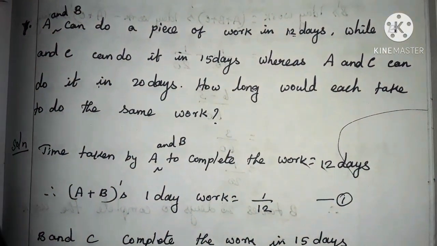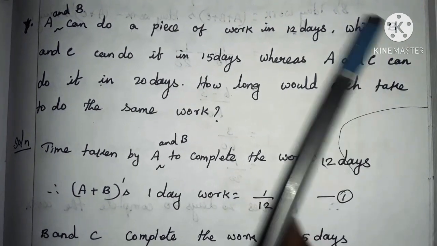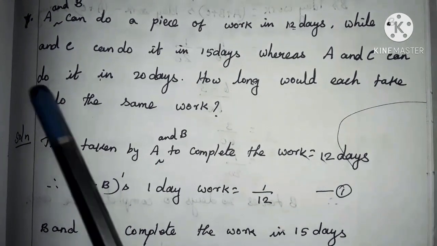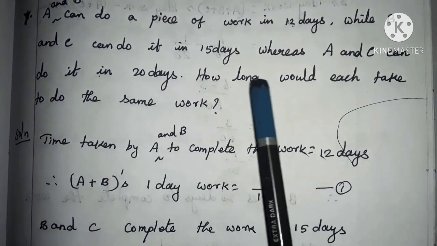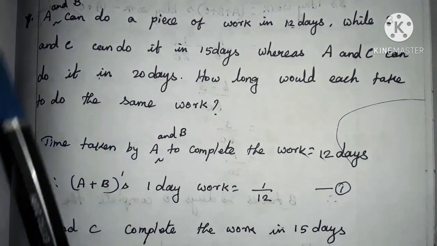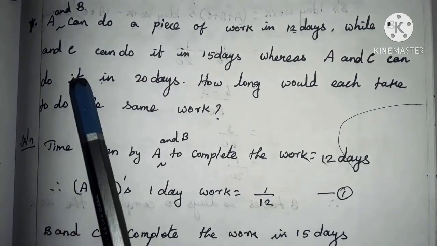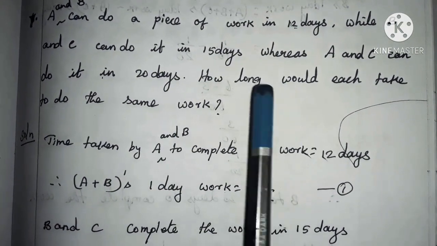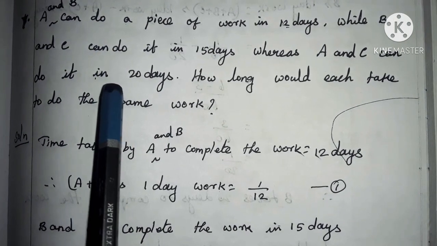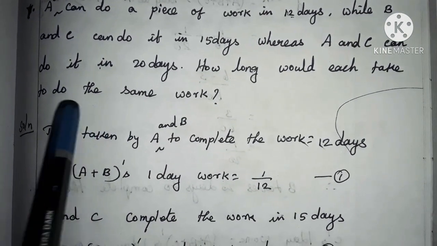Seventh sum. A and B can do a piece of work in 12 days, while B and C can do it in 15 days, whereas A and C can do it in 20 days. How long would each take to finish the same work? Here, first A and B are given. The second is B and C joined together to do the work. And the third, A and C joined to do the work in 20 days, are given. You have to find out how long each takes individually to do the same work.